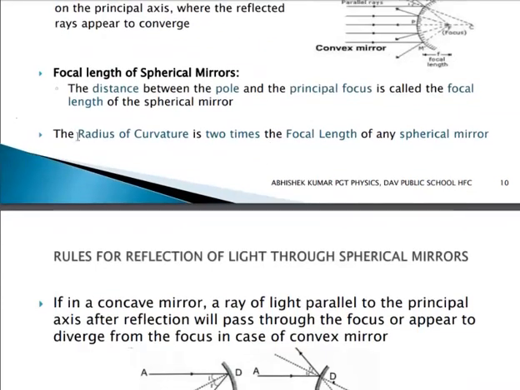Now this is the relation between focal length and radius of curvature. In the last class, we discussed the relation between radius of curvature and focal length. The radius of curvature is twice the focal length, that is, R equal to 2f of any spherical mirror.